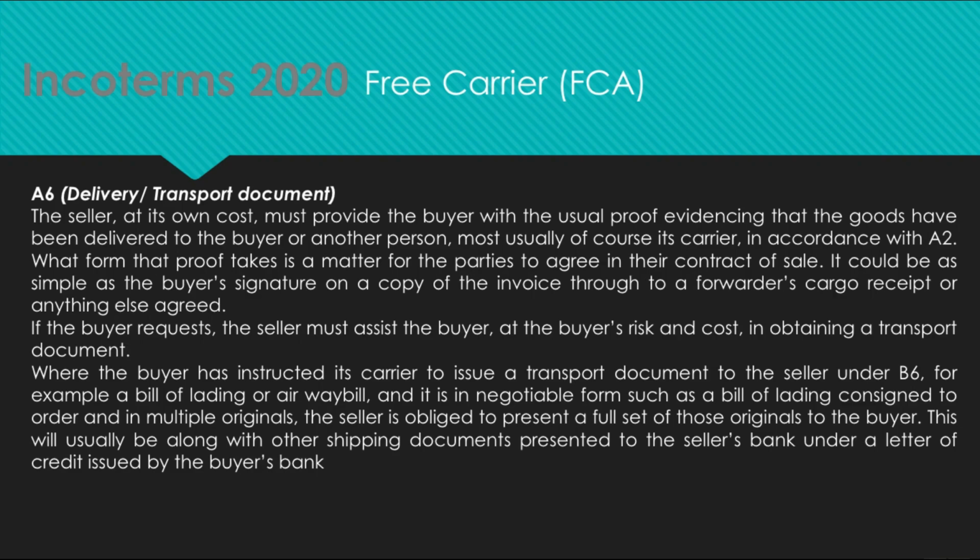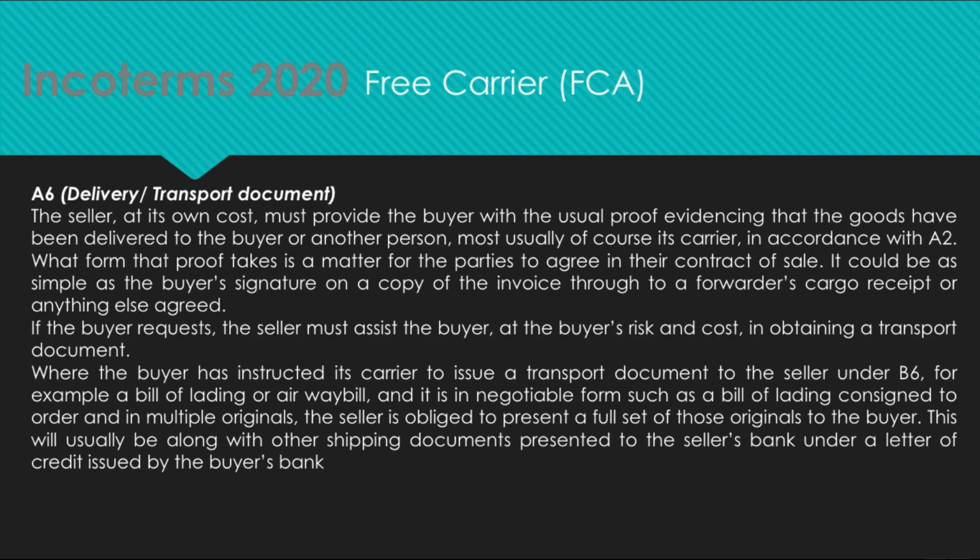Where the buyer has instructed its carrier to issue a transport document to the seller under B6, for example, a bill of lading or airway bill, and it is in negotiable form, such as a bill of lading consigned to order and in multiple originals, the seller is obliged to present a full set of those originals to the buyer. This will usually be along with other shipping documents presented to the seller's bank under a letter of credit issued by the buyer's bank.